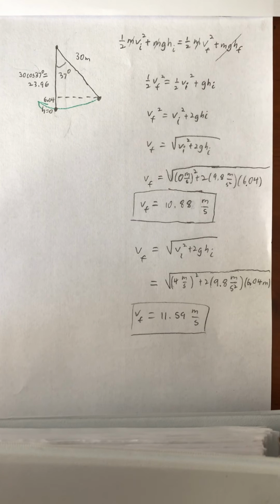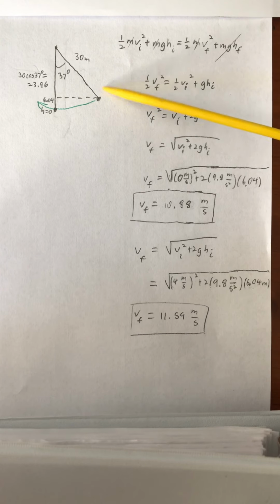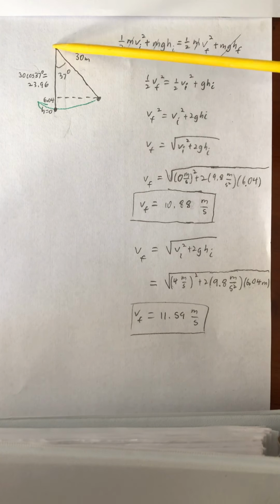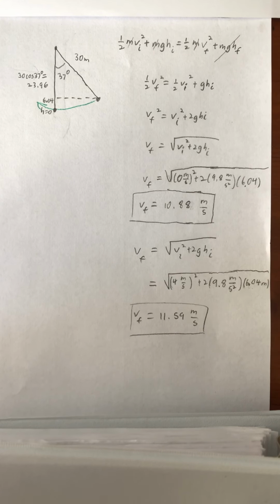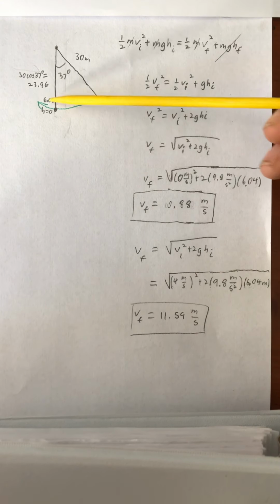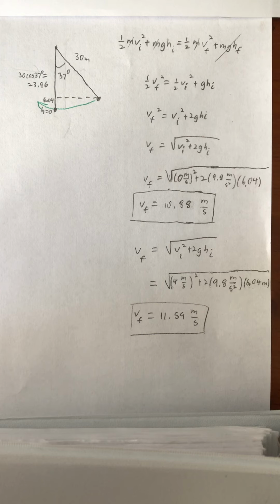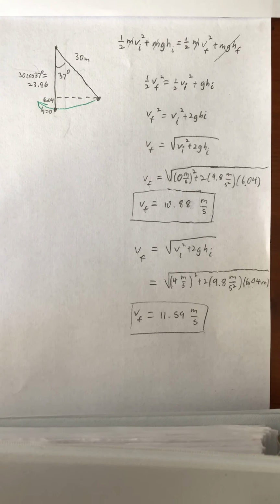So for this question, we want to figure out his initial height. So it's height over here. And we can do this by figuring out this distance, which is 30 meters times cosine 37, or 23.96. And now we want to figure out this part, which is 30 minus 23.96, or 6.04. So that means his initial height is 6.04.